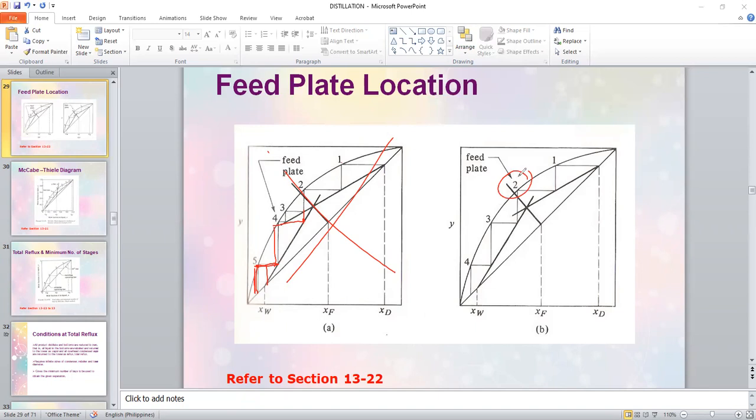The problem oftentimes asks where the feed plate is, or what is its location if we're going to start on the top part of the column. So the feed plate location in this case is the second plate. Now, the number of stepwise or stair-like lines that you have here, the number of steps that you have drawn, determines the number of stages. However, we subtract 1 because the last part in here is the reboiler. It's not part of your column. So we just answer 3.